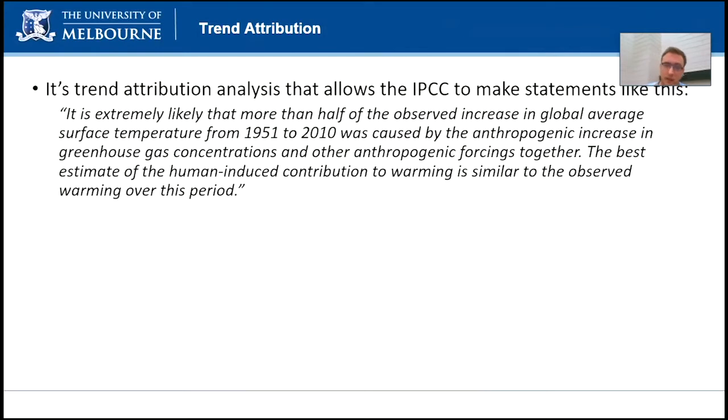And this goes well with one of the other major statements from the IPCC AR5 report, saying that warming since the mid-20th century has been unequivocal. So there's definitely been warming of the climate system. This then goes to explain the cause of that warming.